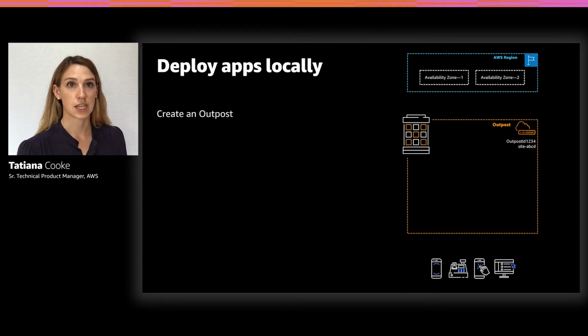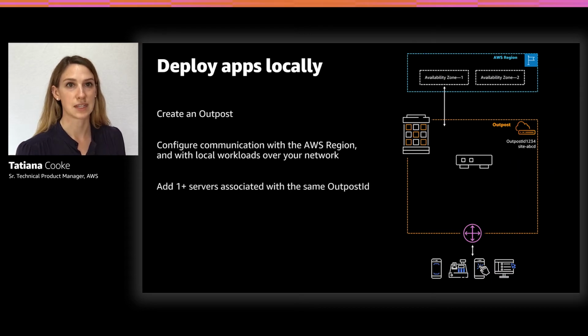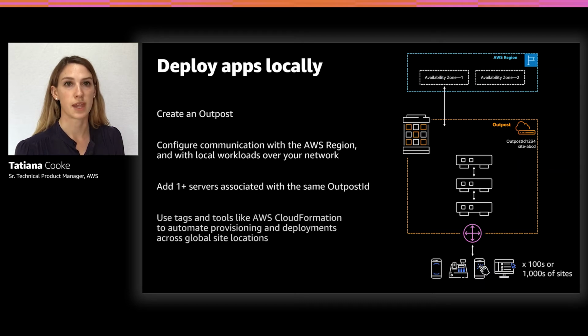As part of server installation, you will set up the network link between your local resources and the AWS region over an internet or Direct Connect connection. You will also create a local gateway to map to on-premises network traffic. You can order one or more servers that are associated with the same outpost ID, which will logically group that capacity together. From there, you can use tags and tools like CloudFormation to automate provisioning, deployment, and fleet updates across global locations, including hundreds or even thousands of sites.